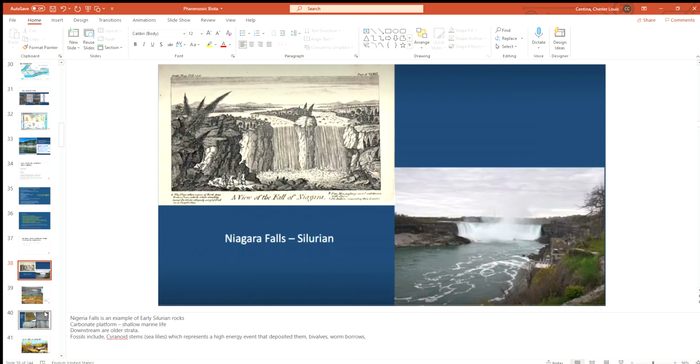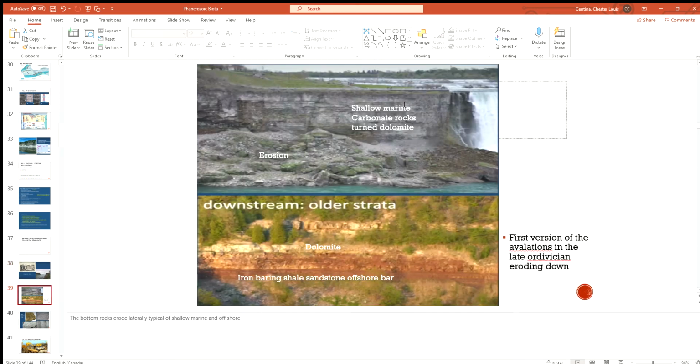Okay. Next. So this is the shallow marine carbonate rocks turned into dolomite. This right here, he might ask you. I'm not sure. Just want to make sure. This is an erosion right here. And then if you go downstream, if you go down, you will see a dolomite. And then you will see the iron-bearing shale sandstone offshore bar. That is a mouthful. But yes, this is what it is.